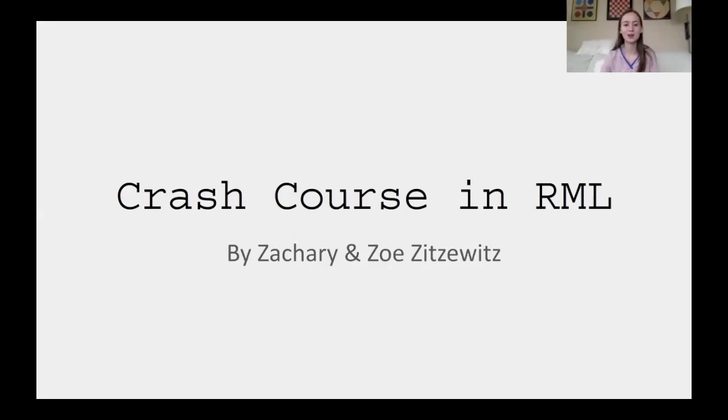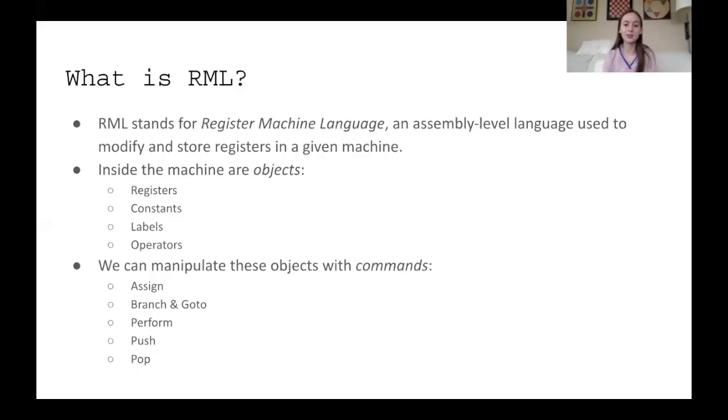So, what is RML? RML stands for Register Machine Language, which is the syntax used for programming what we call register machines. So let's say we have an arbitrary machine M. Then, inside that machine, there are four special types of objects: constants, registers, labels, and operators. We are also given a number of commands we can perform on these objects. In this crash course, we'll explain the different objects and commands and how they work, then show you a method used for visualizing a program in RML and work through an example.